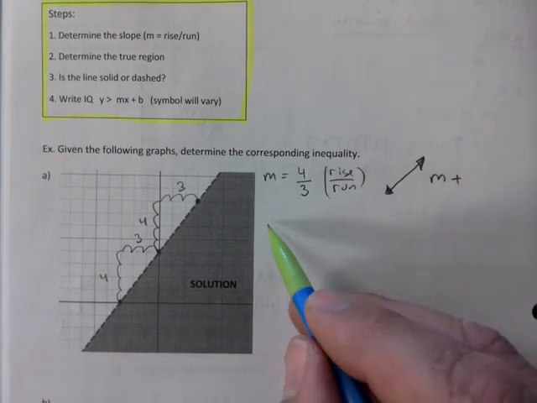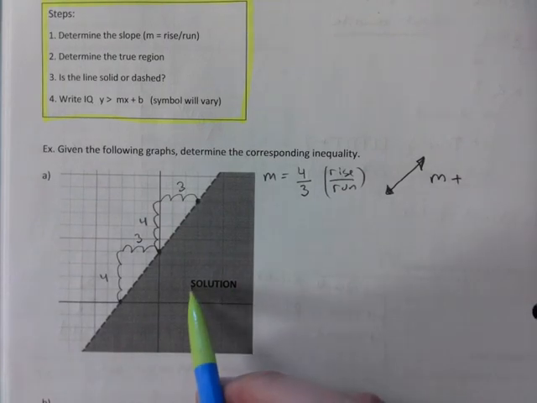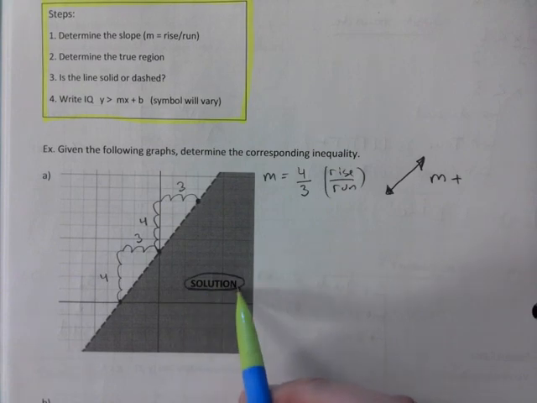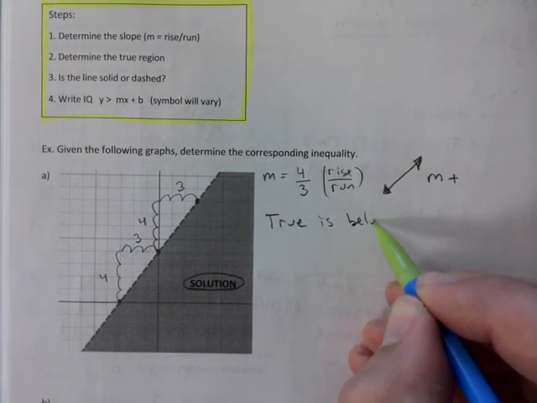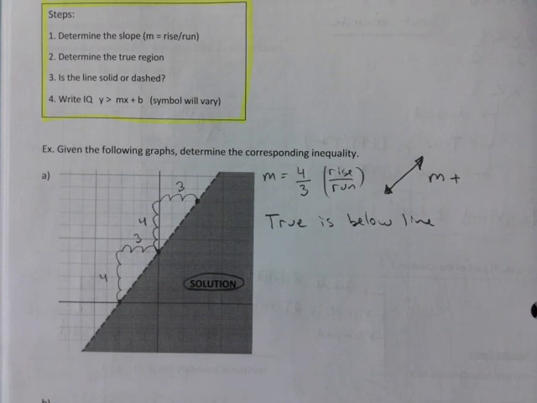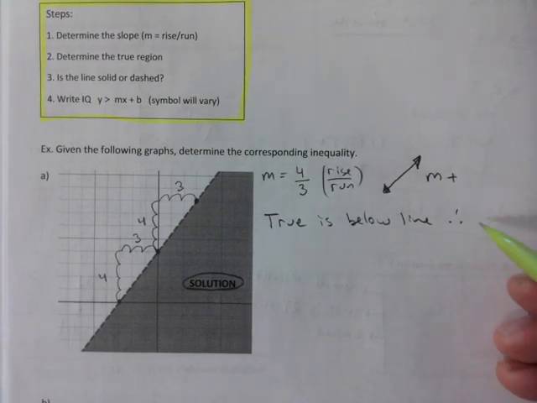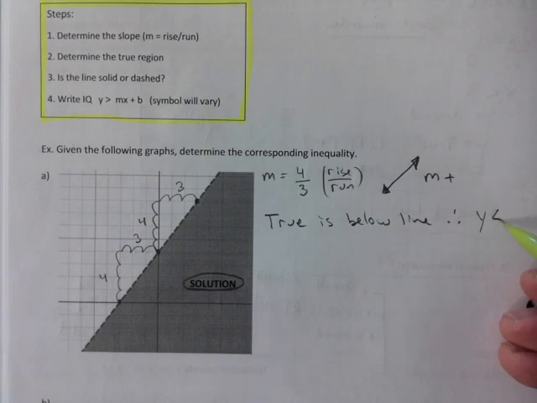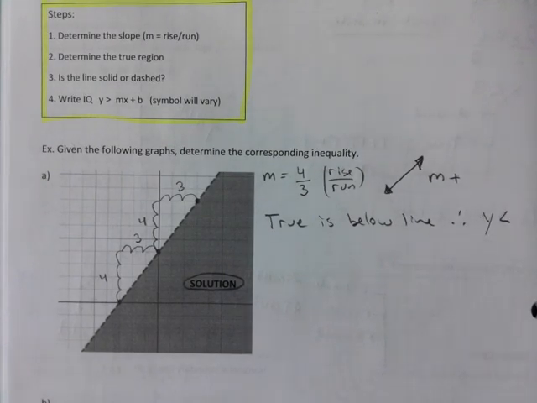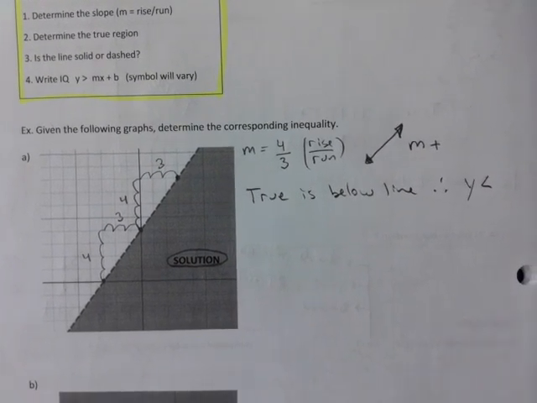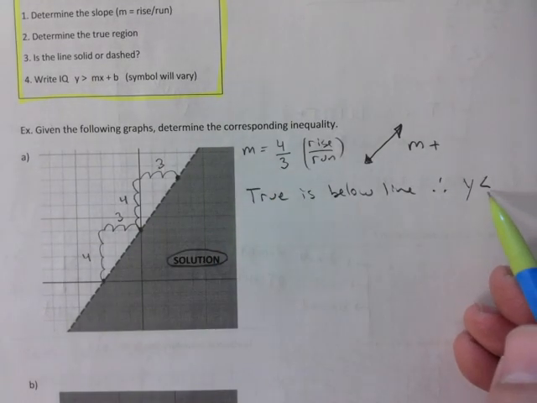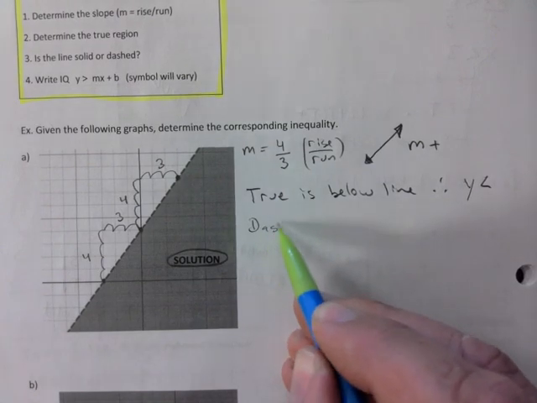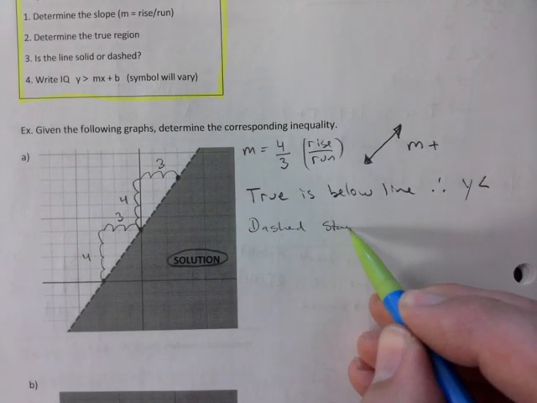Determine the true region, okay? If it says solution here, true is below the line. Therefore, we're going to have to go y is less than, for sure. And so we're kind of doing what we did before, but backwards. Is it going to need an equal sign? It's dashed, right? So it doesn't need the equal sign underneath. That's another thing. So it's dashed, stays.